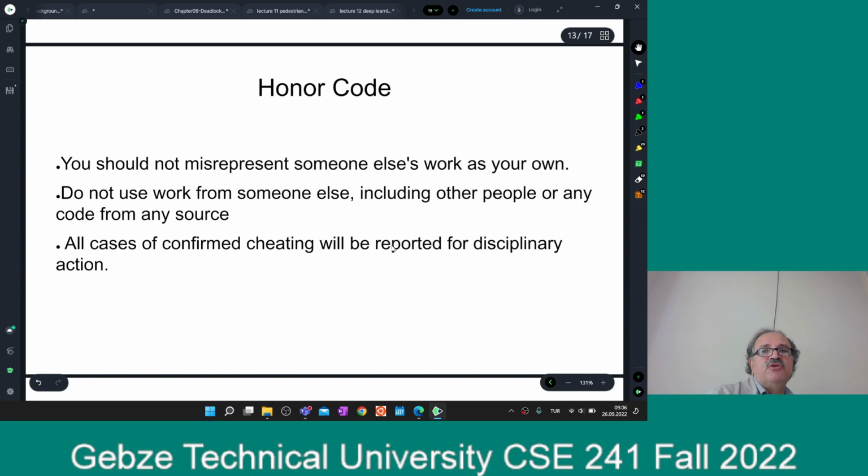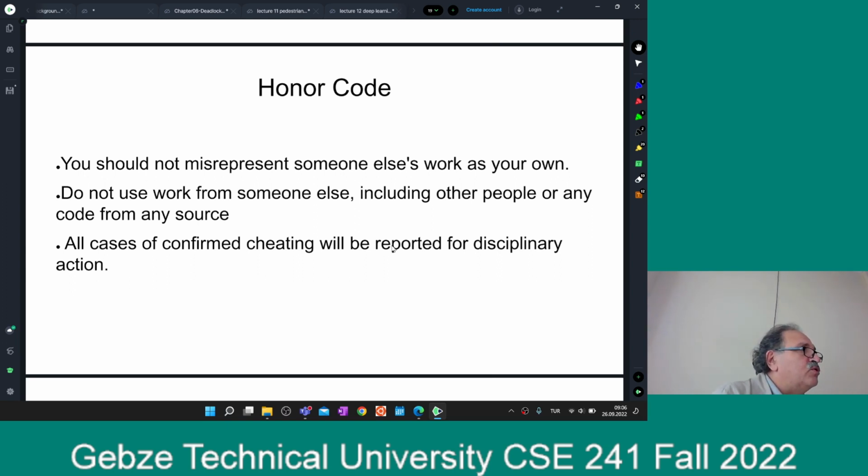Good. Honor code. Whatever you submit as your homework or midterm material or the final material, it should be your own. Do not use someone else's work, including other people's homeworks, or any code from any source. If you are submitting 2,000 lines of code as your homework, all of those lines should belong to you. Not even a single line of code should come from some other source. That includes your friends, your family, and any source from the internet.